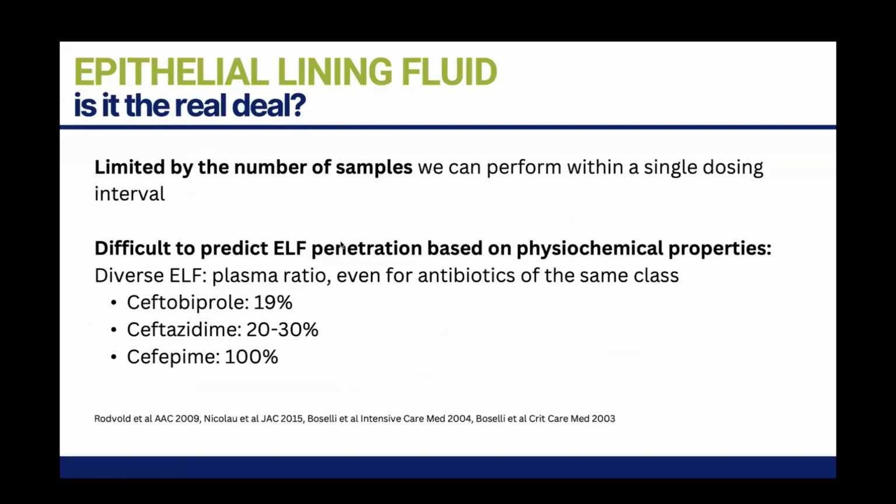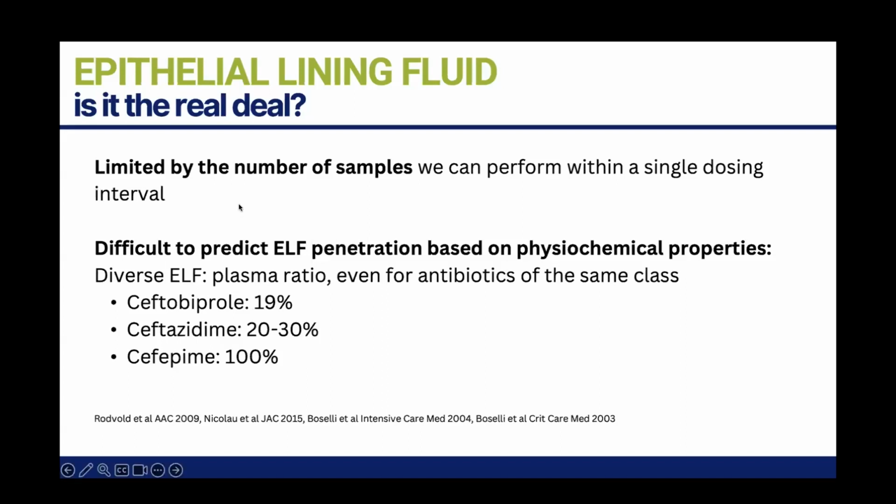So a lot of data out there in terms of the PKPD or the ELF data is based on very limited time points to characterize the penetration of antibiotic from the blood to the lung. And the second issue is that it is difficult to predict ELF penetration based on physicochemical properties of an antibiotic, meaning even when you're talking about antibiotics within the same class, for example, cephalosporin, there is a diverse ELF to plasma ratio. There is a diverse penetration ratio of the antibiotic coming from the blood into the ELF.